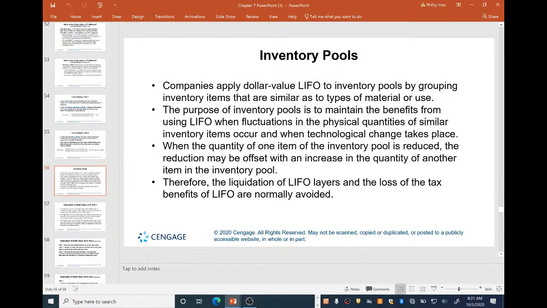So when the quantity of one item in the inventory pool is reduced, the reduction may be offset with an increase in the quantity of another item in the pool. So it's just one's gain or loss offsets the other. So therefore, the liquidation of LIFO layers and the loss of the tax benefits of LIFO are normally avoided. Okay.